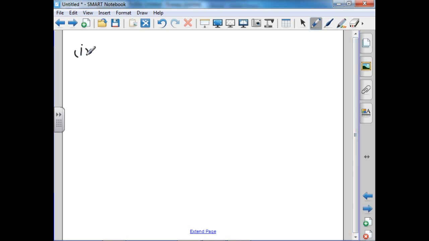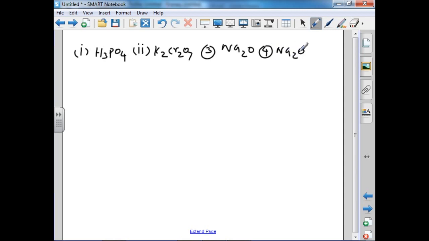Find out the oxidation number of: first, H3PO4; second, K2Cr2O7; third, Na2O; fourth, Na2O2; fifth, KO2; sixth, S4O6 2 minus; seventh, KMnO4. So we are going to find out one by one.